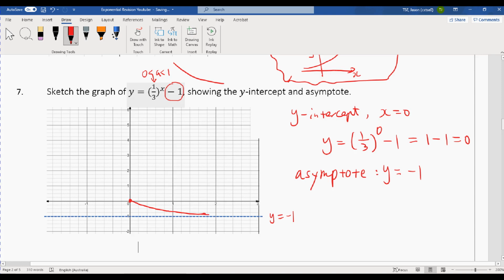Oh, it's really difficult to draw it properly, but anyway. Okay, so this side might just draw it like this. Of course, if you want to draw it properly, then you need to get more points, but in the exam, it's not really necessary. Once you've got the shape correct, you got the asymptote, y-intercept, I will give you full mark. So don't waste your time to find extra points.